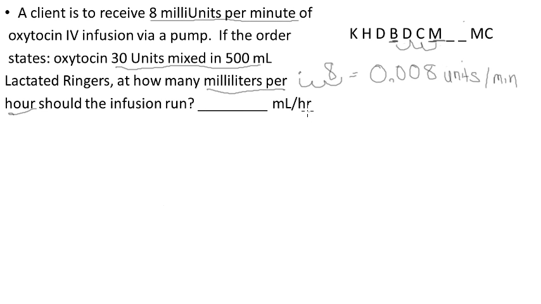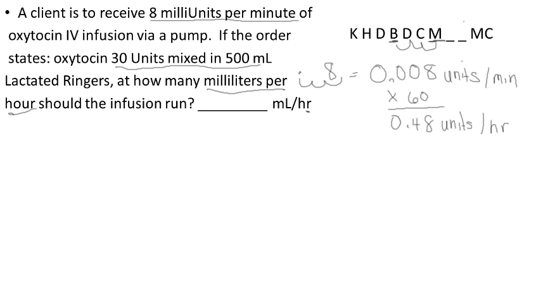My goal is to get per hour, so I need to change minutes to hours, and I know that there are 60 minutes in an hour, so I multiply this by 60, and then I have 0.48 units per hour.